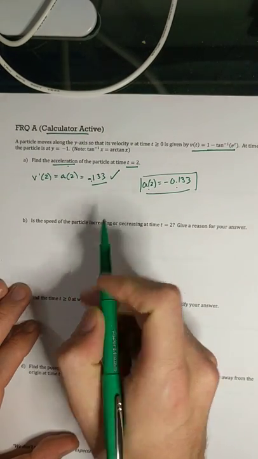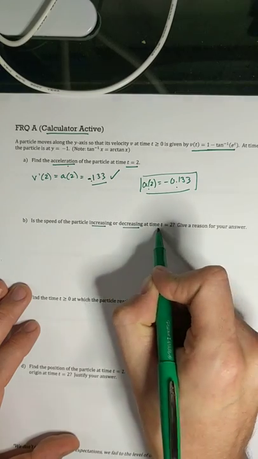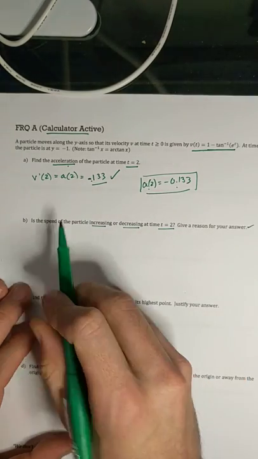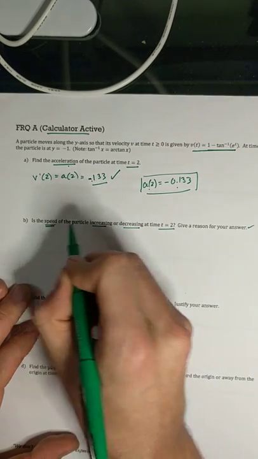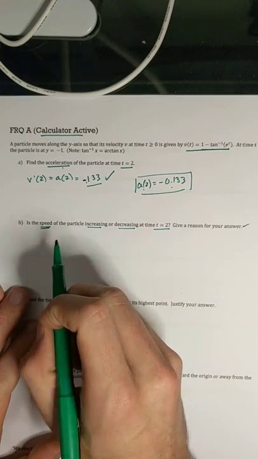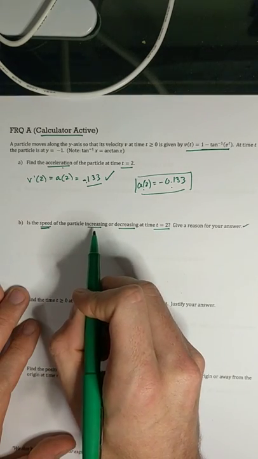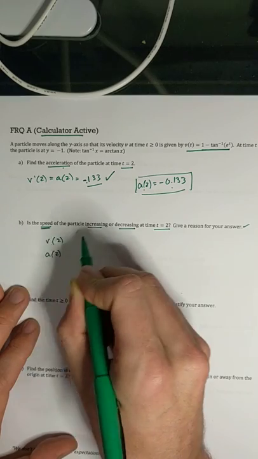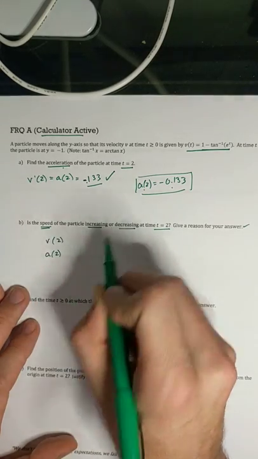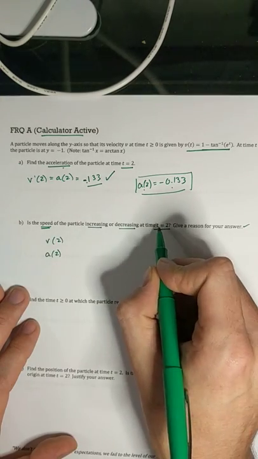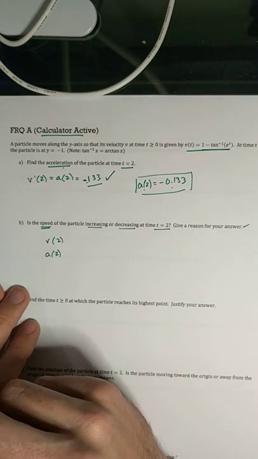Is the speed of the particle increasing or decreasing at time t equals 2? Give a reason for your answer. I want to make sure I give a reason for my answer. Well, I remember from earlier in the quarter that speed increasing would mean velocity and acceleration would have the same sign. If speed is decreasing or slowing down, then I know that velocity and acceleration have opposite signs.